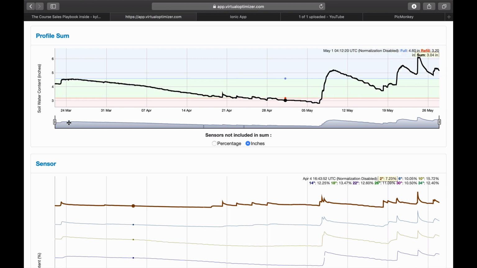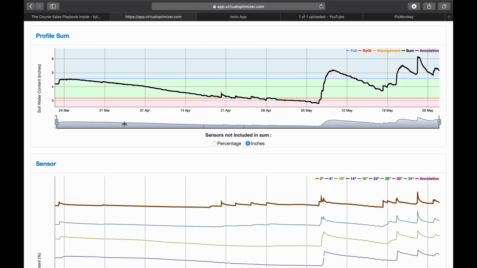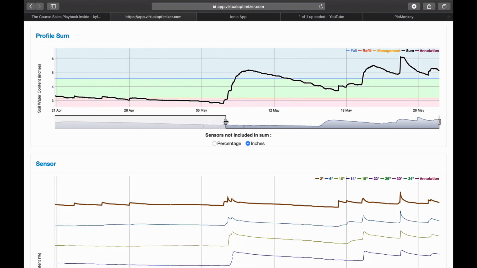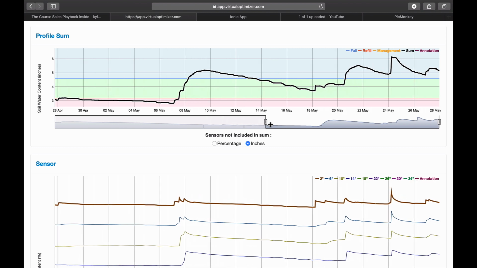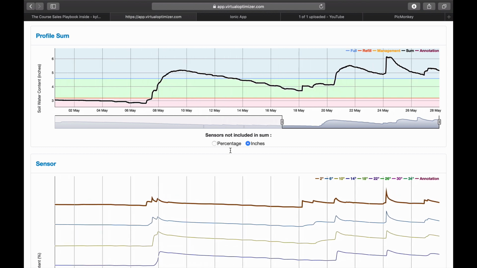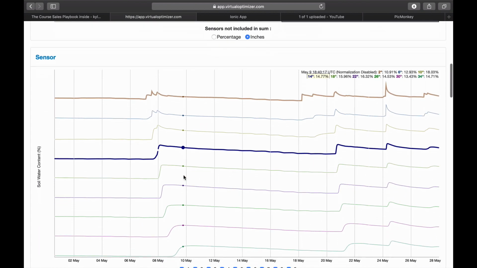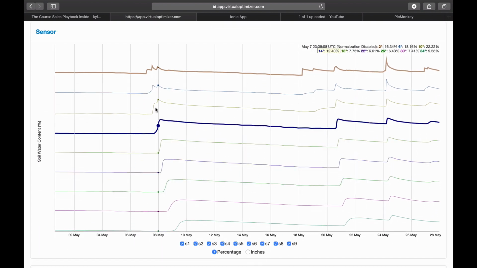But before we do, I want to pull this in so that we can look at these rain events in more detail. All right, there we go. So let's go look at these individual sensor graphs now and measure these rain events and see what happened at the individual sensor level.